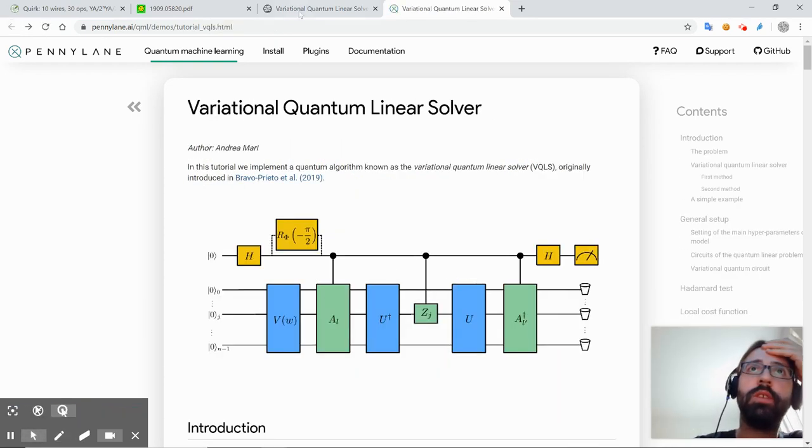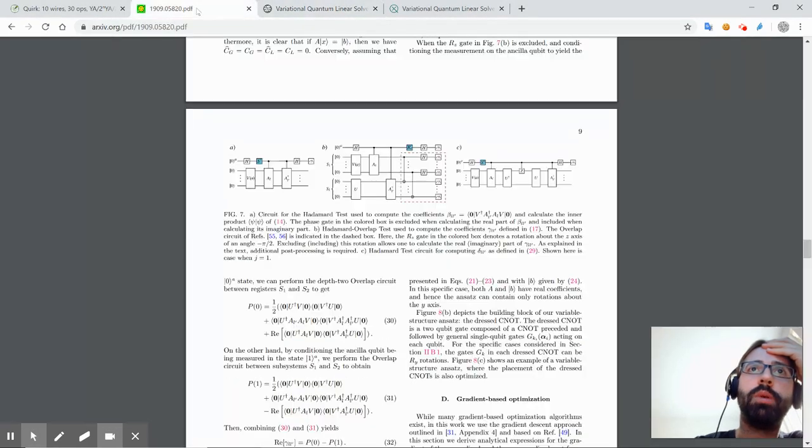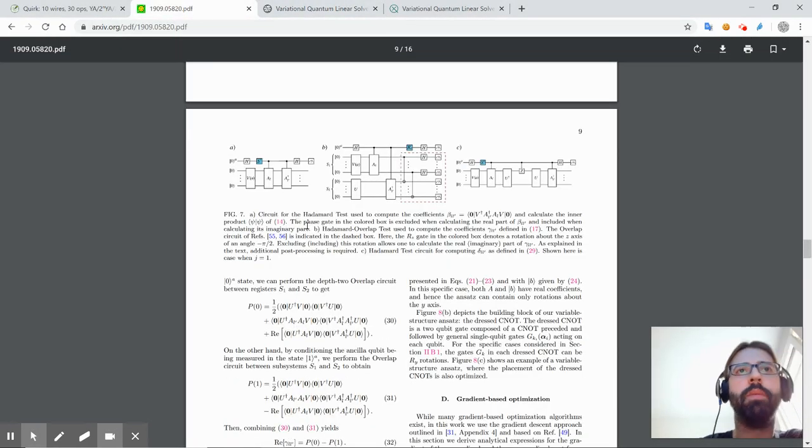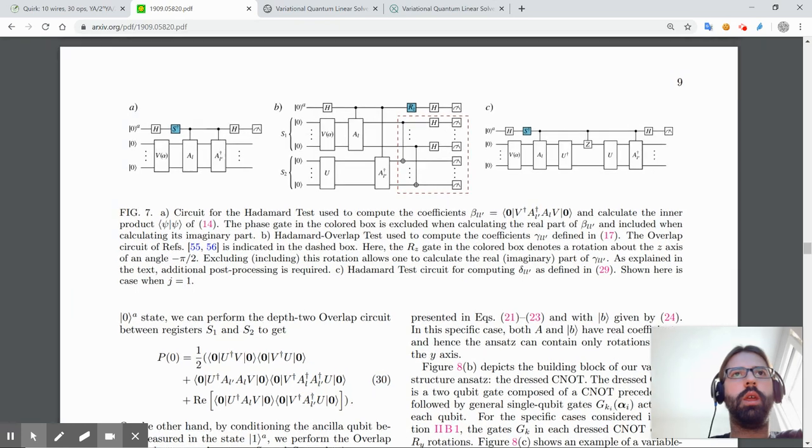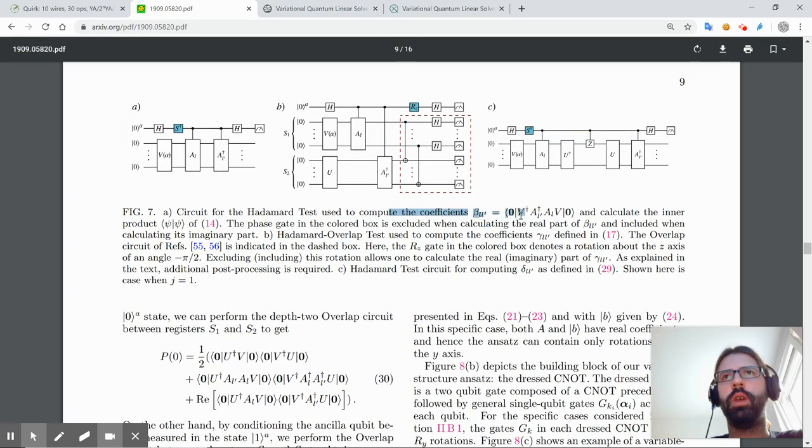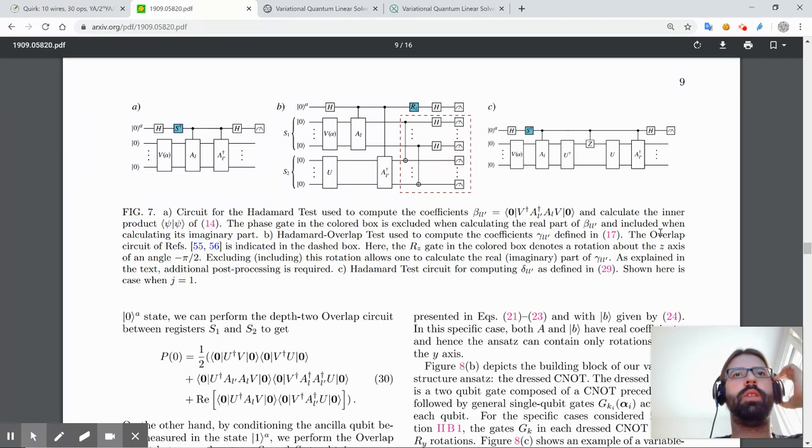So this is these, right? Because they say in the paper, the Hadamard test is used to compute the coefficients, you calculate the inner product. The phase gate in the colored box is excluded when calculating the real part and included when calculating the imaginary part. And the Hadamard overlap test is used to compute the coefficients defined in 17. The overlap circuit is indicated in the dashed box.